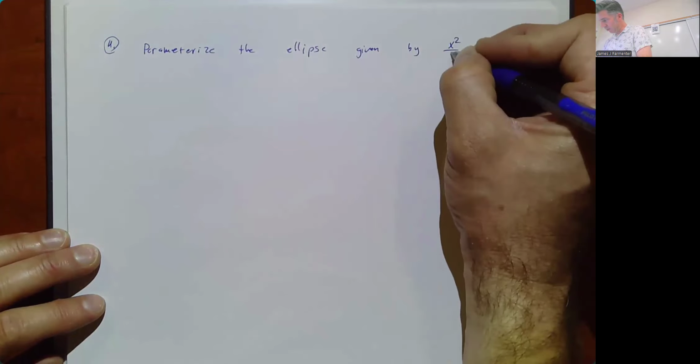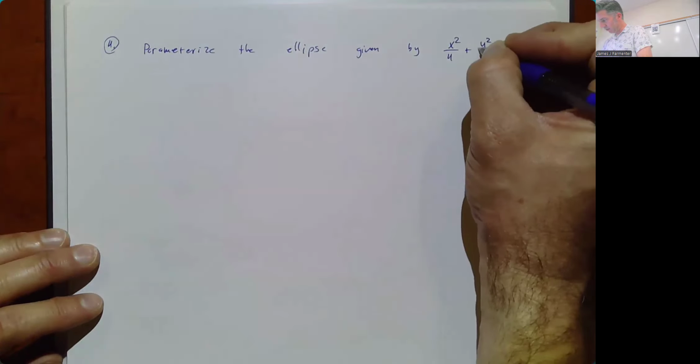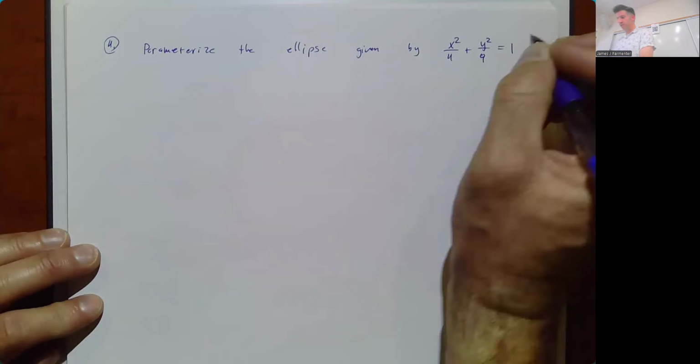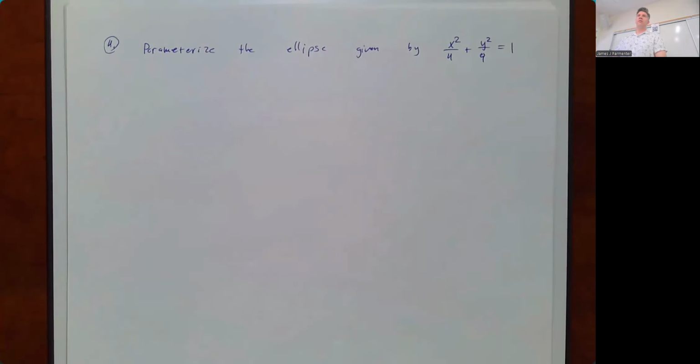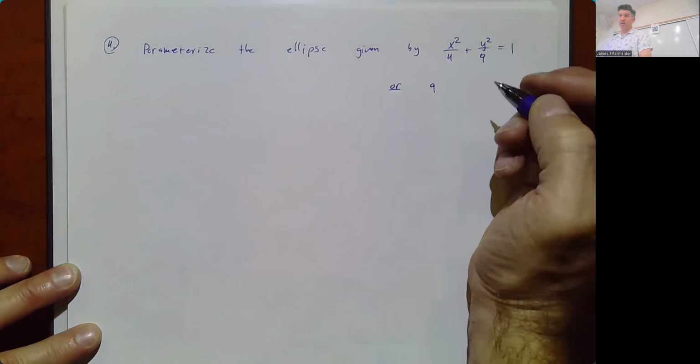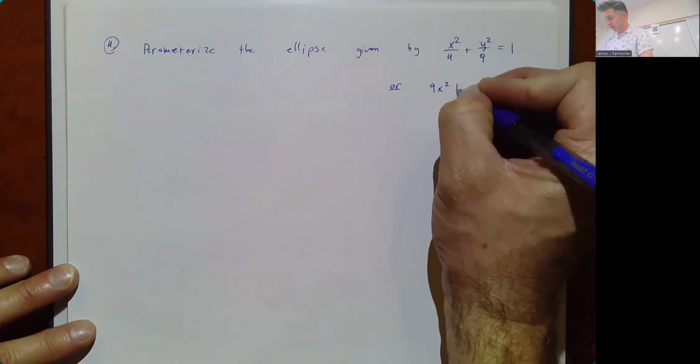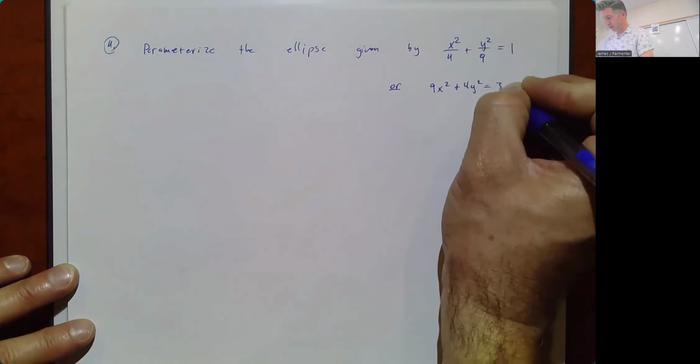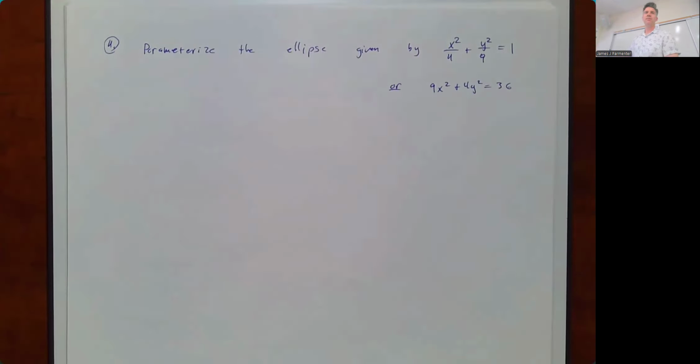x squared over 4 plus y squared over 9 equal to 1, which is a pretty standard way of writing the equation of an ellipse. Usually x squared over some square number plus y squared over some square number equal to 1. Alternatively, someone might write this as multiplying everything by 36, 9x squared plus 4y squared equal to 36. But that's less good for us. To me, this always feels a little bit complicated to figure out how to parameterize.